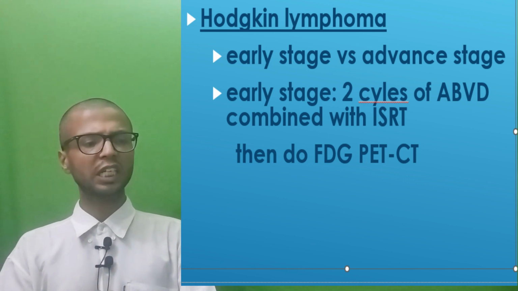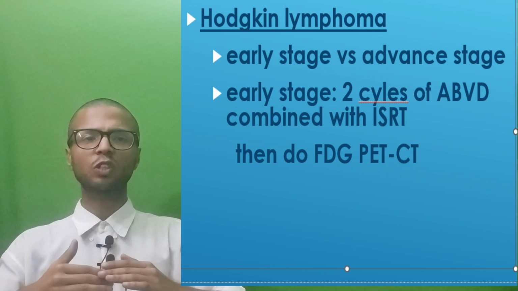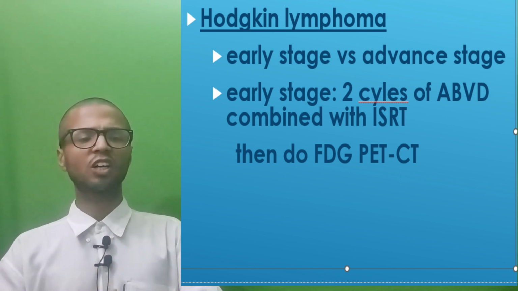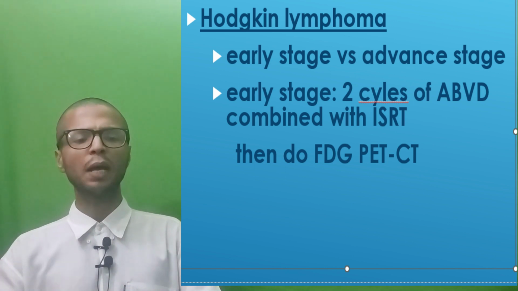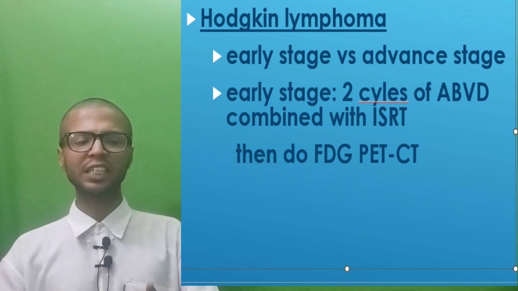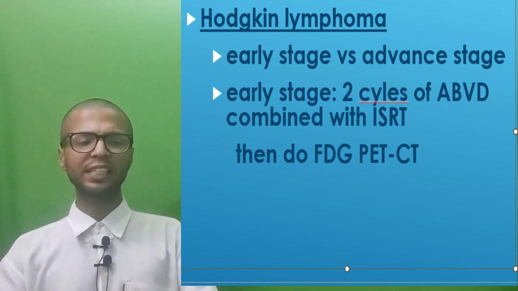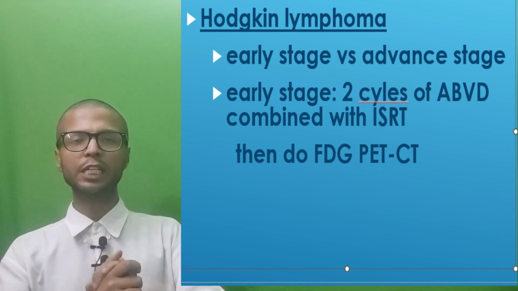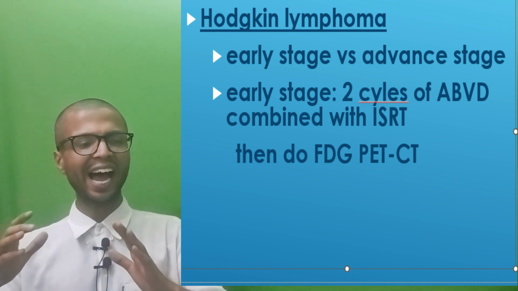Now let's talk about Hodgkin lymphoma. This is divided into whether the patient has early stage Hodgkin lymphoma or advanced stage Hodgkin lymphoma. For early stage Hodgkin lymphoma, we give 2 cycles of ABVD regimen. ABVD stands for A for adriamycin, that is doxorubicin, B for bleomycin, V for vincristine, and D for dacarbazine. So adriamycin, bleomycin, vincristine, dacarbazine. We give 2 cycles combined with involved site radiotherapy, abbreviated as ISRT.